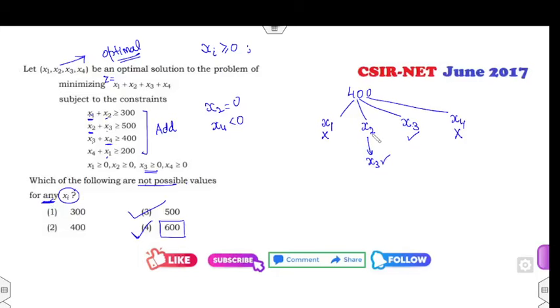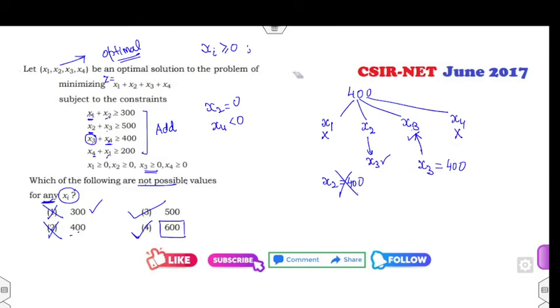Fine. That means x2 I can take as my 400, but x1 is not possible. So that is not possible. So that means x3 will be my 400. Because if x3 is my 400, x1 is well defined, x4 will be my 100. So that is possible. So it is not cancelled. So once 400 is possible, 300 is definitely possible because 300 is less than 400. Fine. So this is the way you can solve this problem.